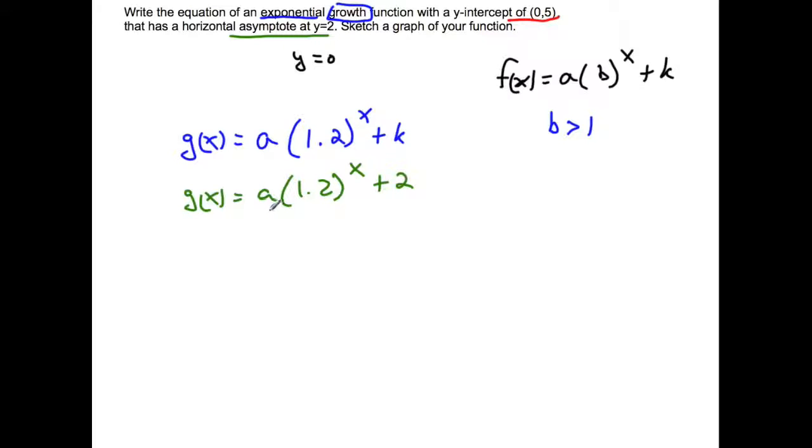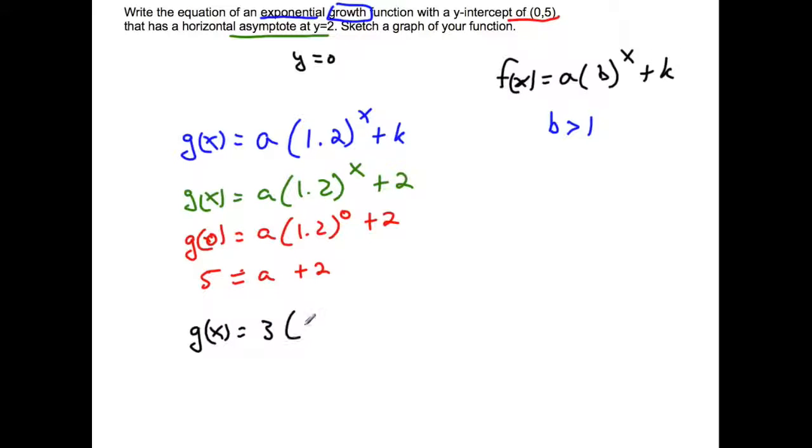And then the last component, we just have to find a. So if I plug in x equals 0, let's see what happens. g of 0 equals a times 1.2 to the 0 plus 2. Anything to the 0 power is 1. So this just becomes a plus 2. And I know that g of 0 is 5. So what does a have to be in order for g of 0 to be 5? Well, it must be 3. So our final equation is g of x equals 3 times 1.2 to the x plus 2.